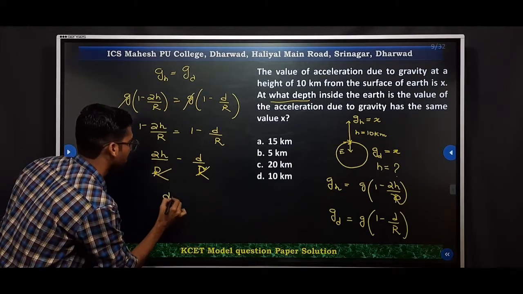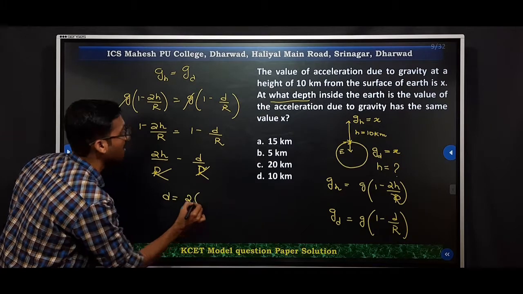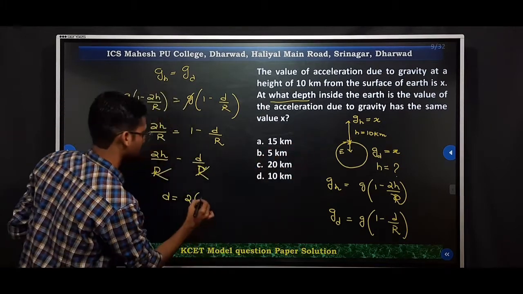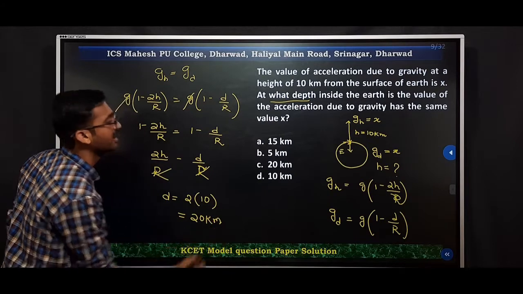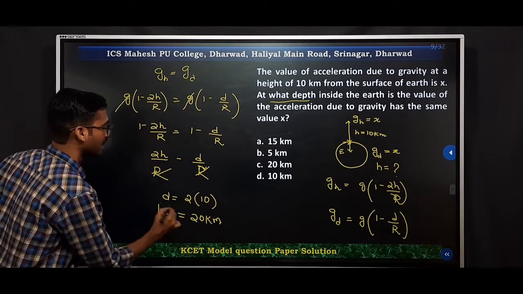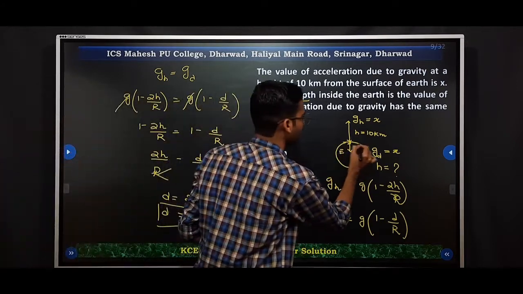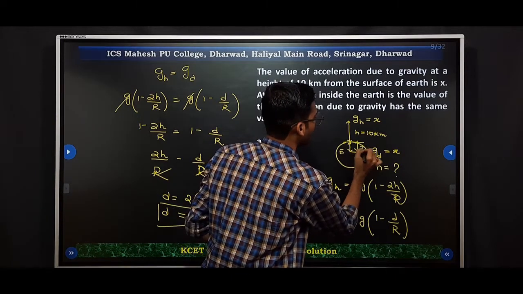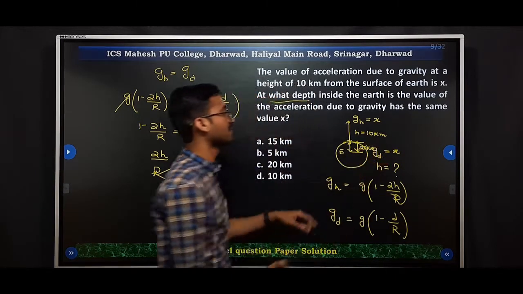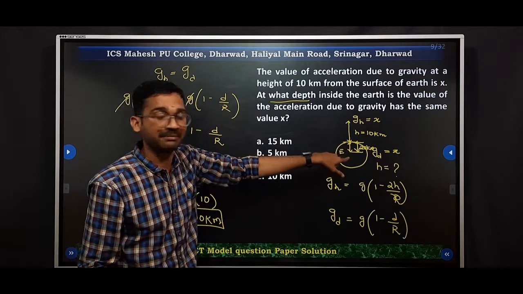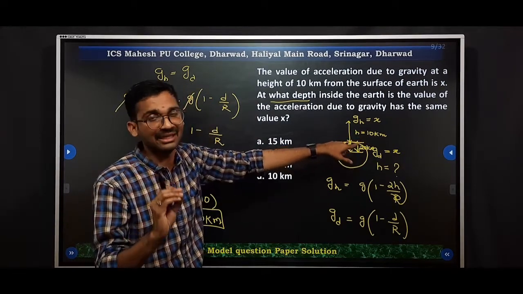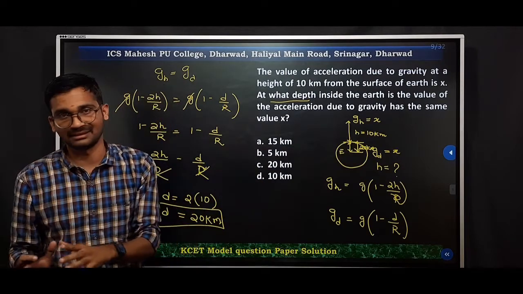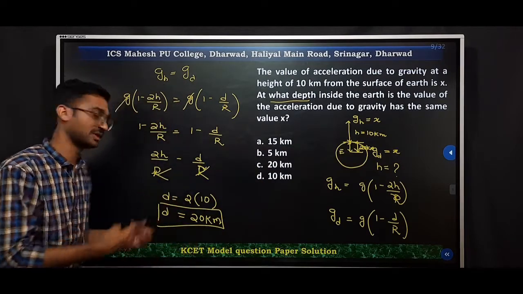Now therefore d is equal to 2 times the height, which is how much here? 10. Okay, therefore how many kilometers? 20 kilometers. Okay, therefore at 20 kilometers from the surface of the earth, if I measure the depth, we will have the acceleration due to gravity as x itself. Okay, let us move on to the next question now.